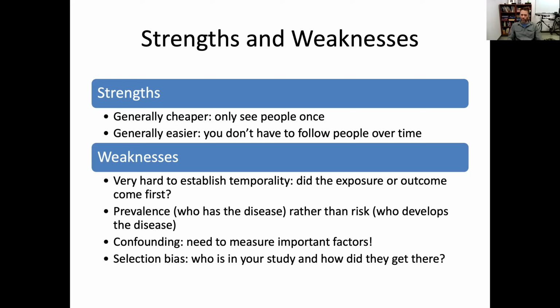You also estimate prevalence, who has the disease, rather than risk, who develops the disease. So we're in the time of COVID. Let's say you're looking at who develops post-COVID syndrome, long-hauler COVID. If you're talking about prevalence, it's just whoever has long hauler on that day that you interview them. Whereas risk would be a group of people who had COVID, who had not yet developed long hauler. You follow them forward to see who develops long haulers.